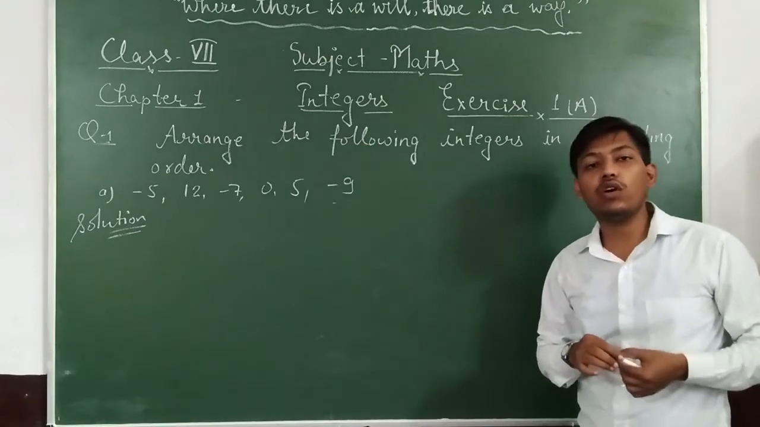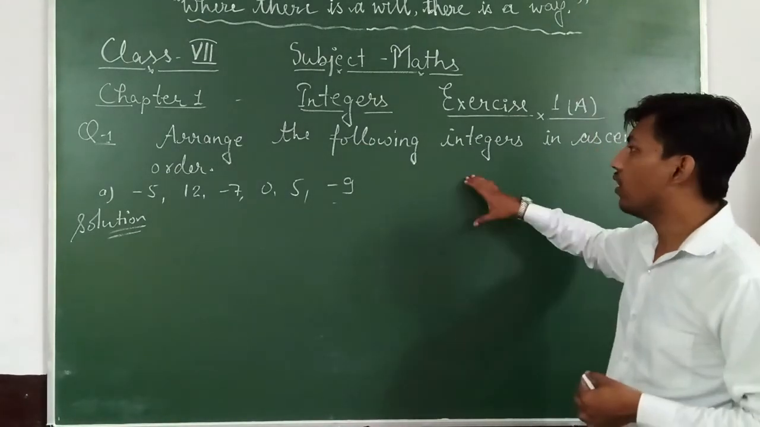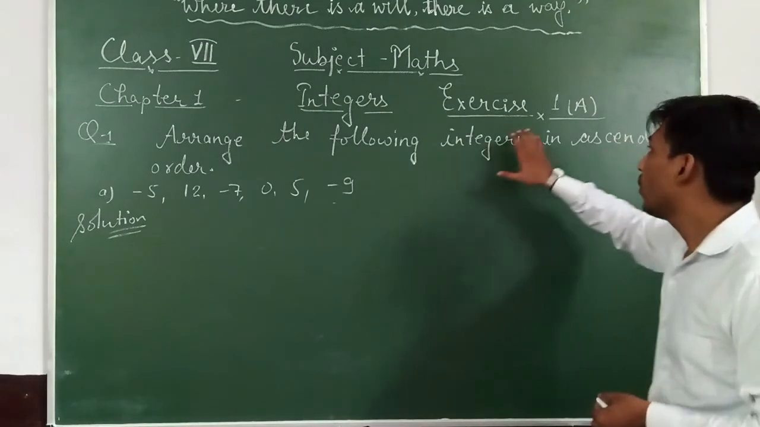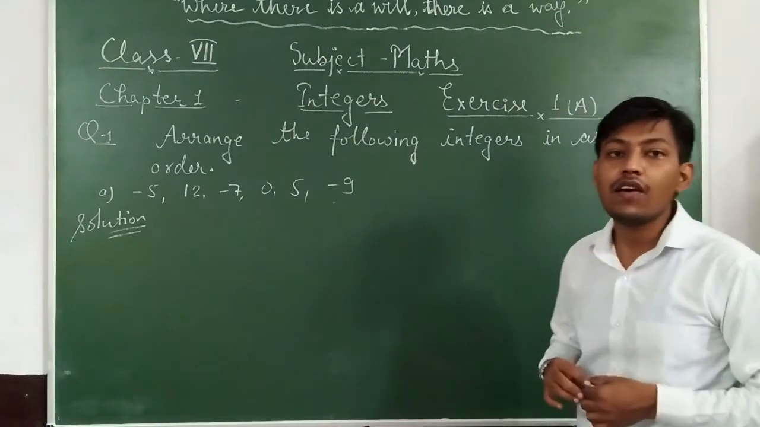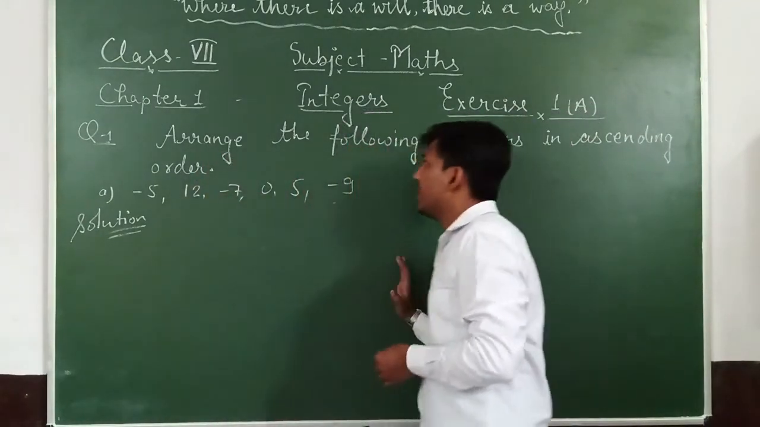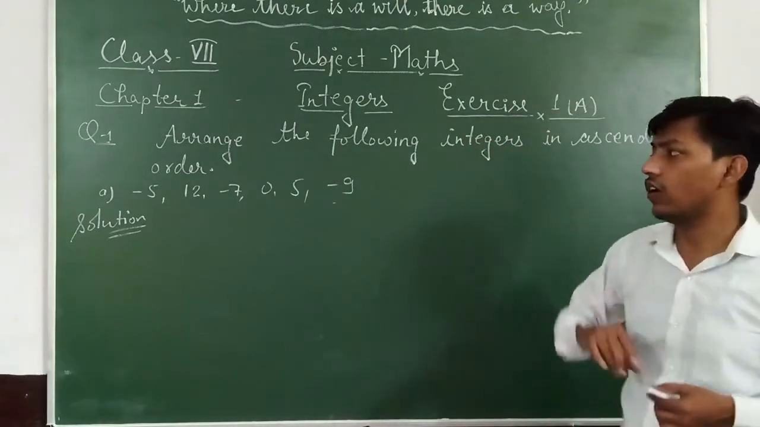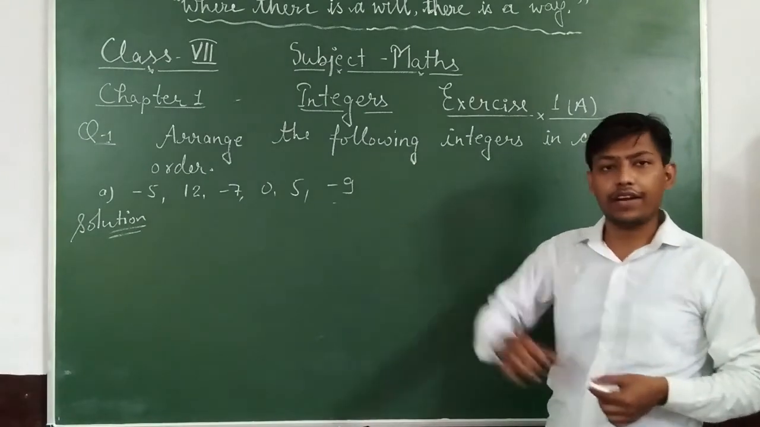In last video we discussed the properties of integers. Now we will continue with the exercise 1A. In this video we will solve some questions of this exercise for your revision. So the first question is, arrange the following integers in ascending order. These integers are given to us and we have to arrange them in ascending order.